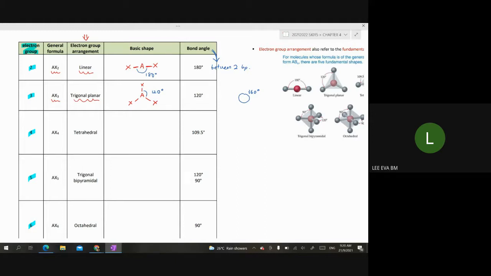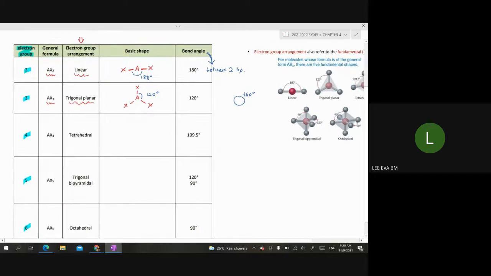Okay. Any question up until this one? Untuk gambar yang sebelah nanti baru madam tunjuk, awak kita completekan table ni dulu. Can you follow until 3 electron groups?